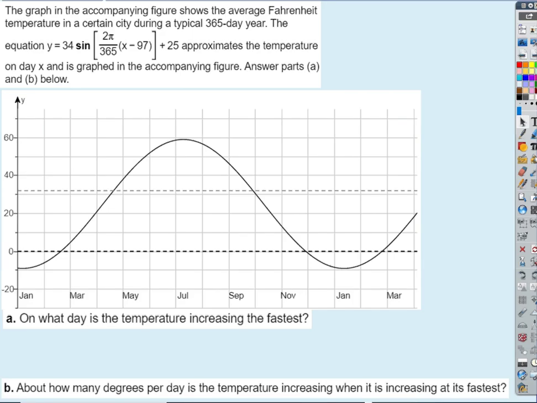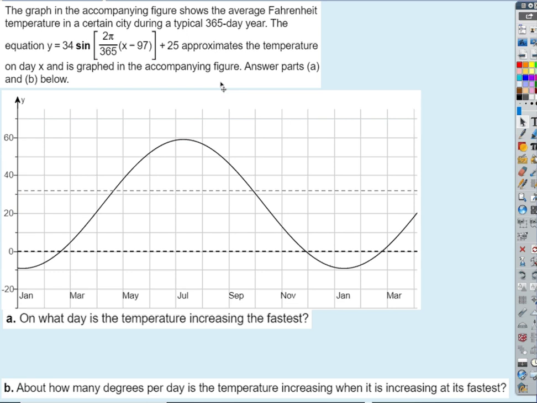Okay, so this is a pretty good question. Something like this sometimes shows up as the super hard problem on the open-ended questions on the AP test. But it's not that bad. The graph in the accompanying figure shows the average Fahrenheit temperature in a city during a typical 365-day year. Here's the equation right here. It looks really complicated, right? We get this trig function that approximates the temperature on day x and is graphed in the accompanying figure.